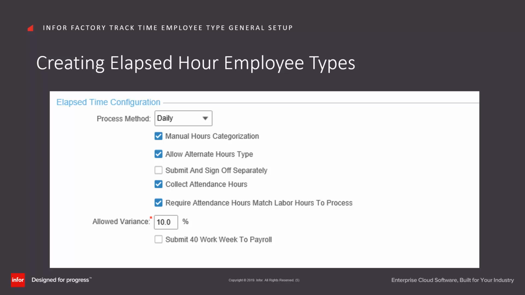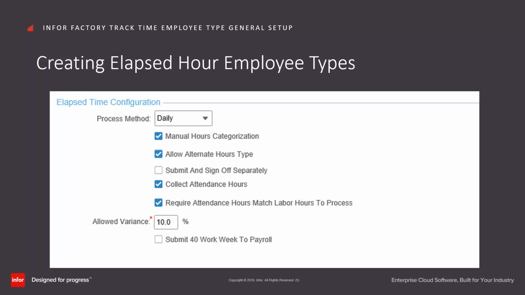By default, elapsed attendance hours are independent of elapsed labour hours. They are not required to match. You can set require attendance hours match labour hours to process to yes to flag the user when labour and attendance do not match. When this parameter is set to yes, the user will receive an exception visual cue when labour and attendance hours do not match.